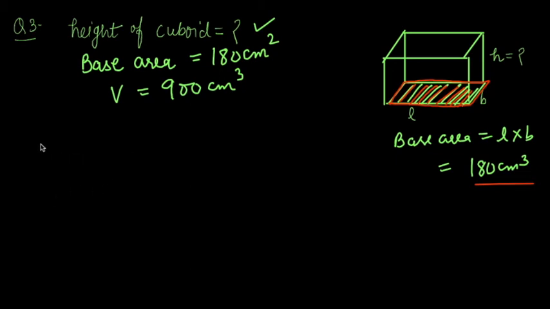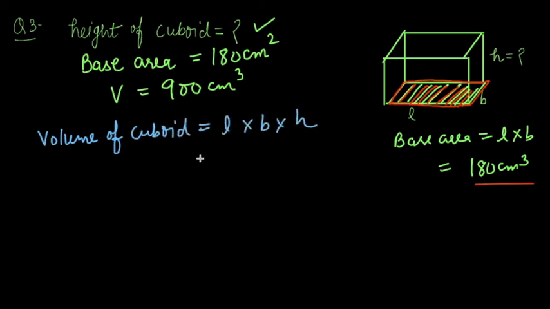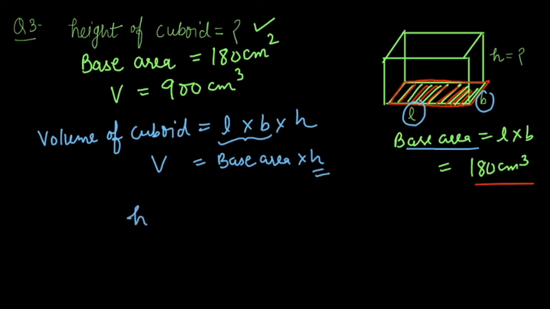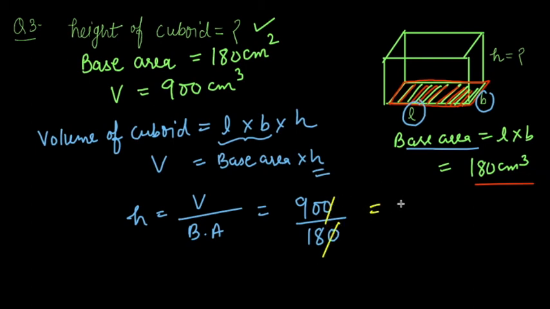So we know that volume of the cuboid is what? Volume of the cuboid is equals to what? L into B into H. And if you see here, L into B is what? L into B is equals to the base area. So I can write it as base area into H, and this is volume. What we have to calculate from here? H. So H becomes volume upon base area. How much is the volume given? 900, and the base area is 180. So let's cancel. I can cancel this 0 with this 0, and 18 fives is 90, so 5 centimeter.